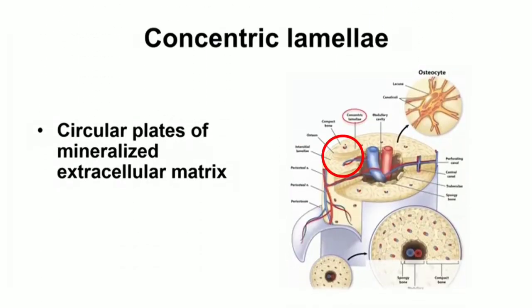Now let's start with the different parts of this Haversian system, starting with the concentric lamellae. The concentric lamellae are nothing but circular plates present in an extracellular matrix. As you can see in the picture, the red ring, the red circular structure, is your concentric lamellae. It looks like circular plates lying over each other.